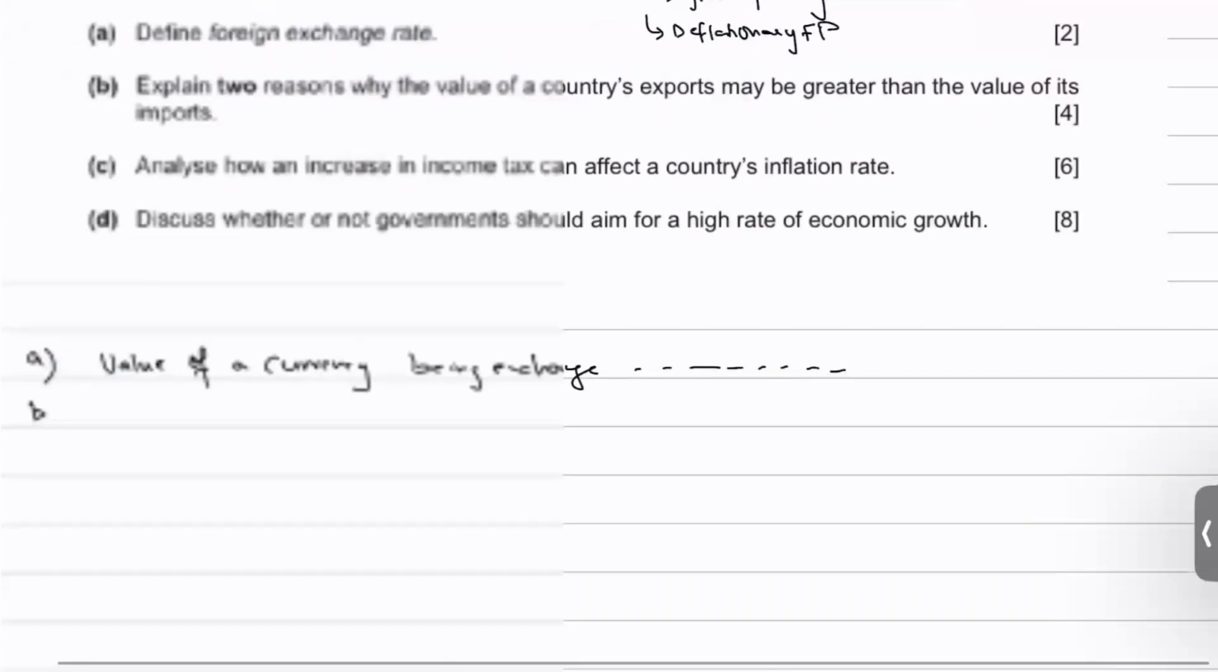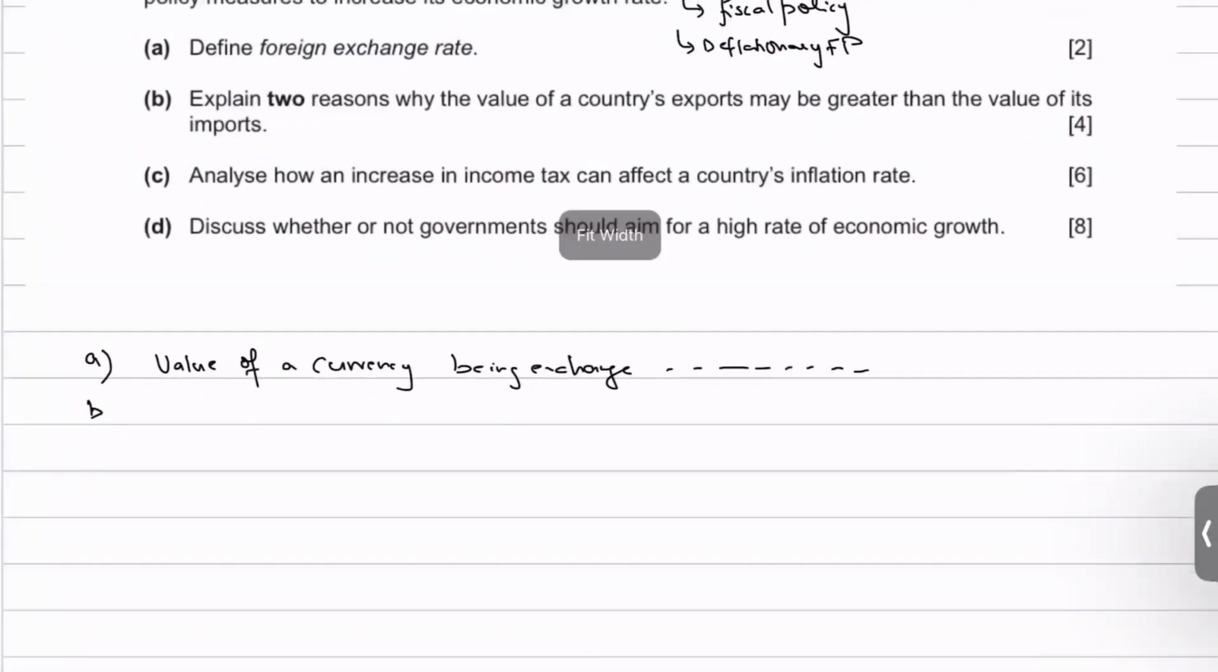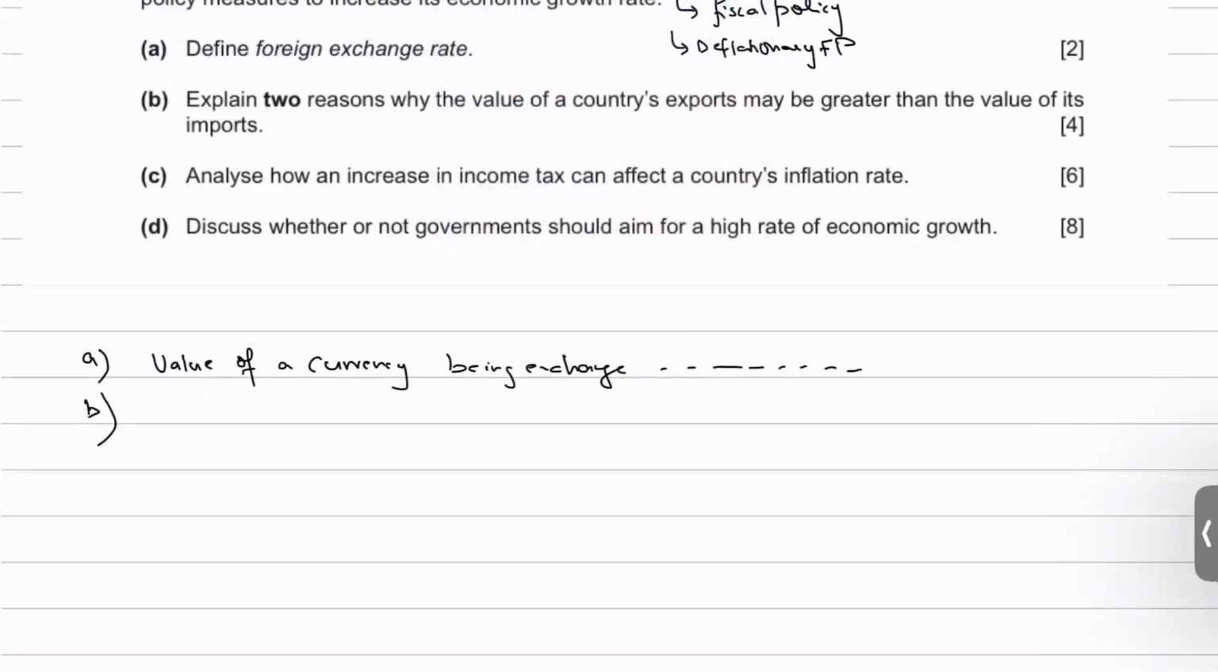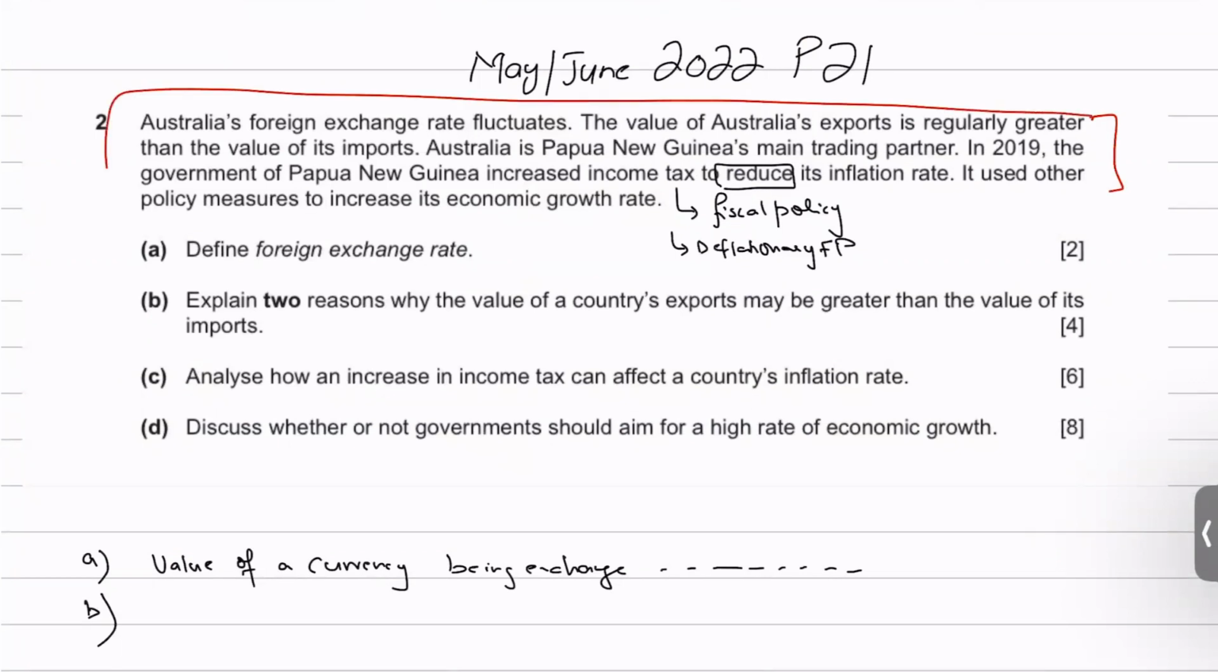Explain two reasons why the value of a country's exports may be greater than the value of its imports. Now, this is a very good question. It's simply telling us that because in the case study, in the paragraph, first of all, this is not a case study, it's just an opening paragraph they give. But usually you don't necessarily have to link these answers with this. It's not really required. If you want to do that, you can do that, but that is not the objective in section B essay questions. However, that is the objective in section A questions.